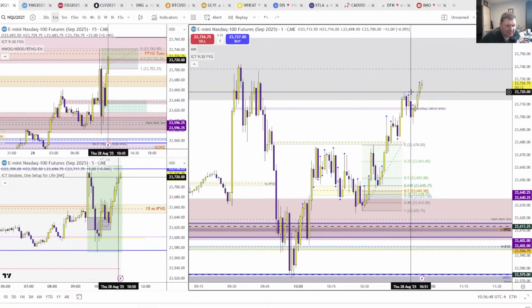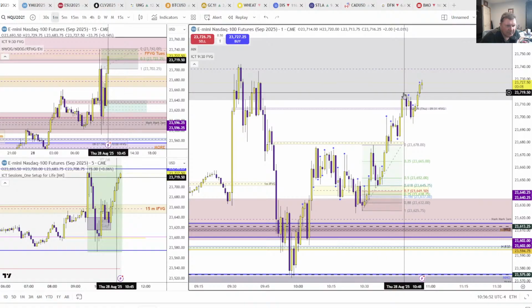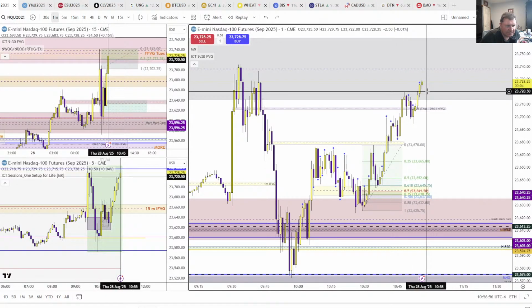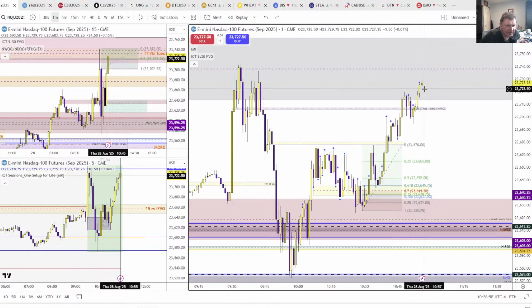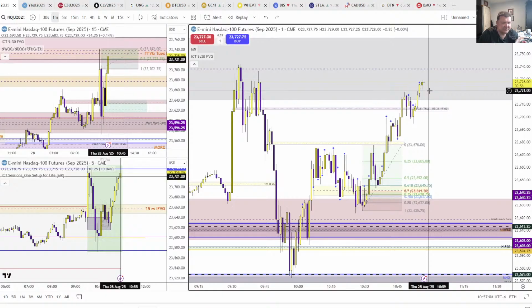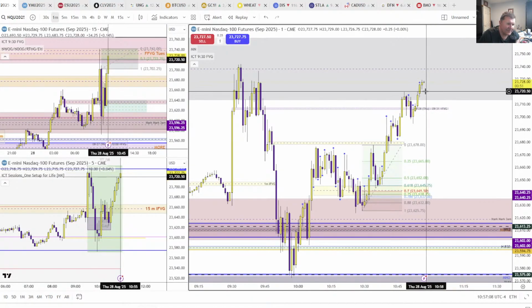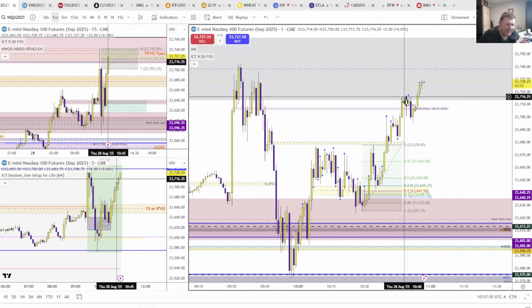Come back, tap it, and 3. Equal highs. Fair value gap above the high. Leave that open and go. If it comes back through it, look for a retest of that candle.